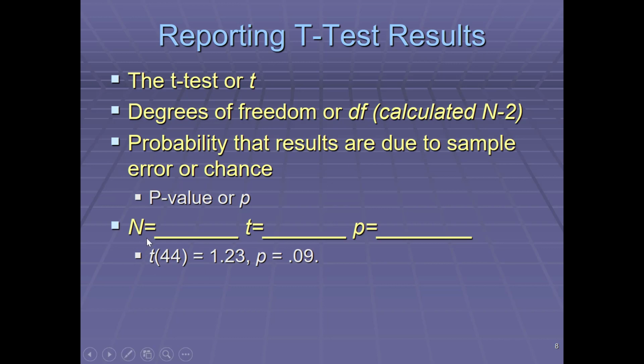And so here's your n, that would be like your sample size. T would be your actual t-statistic. P is your p-value. So an example here would be your t, 44 is your degrees of freedom. 1.23 is your actual t-statistic, and then your p-value is 0.09, which is higher than 0.05. So that would mean that there is no difference between whatever relationship you were looking at.